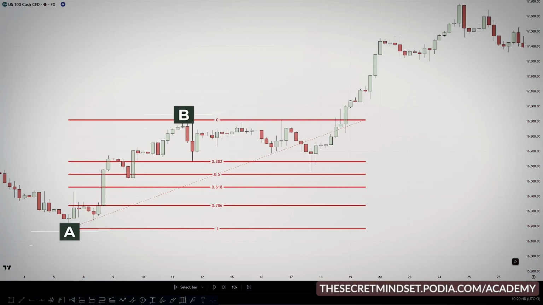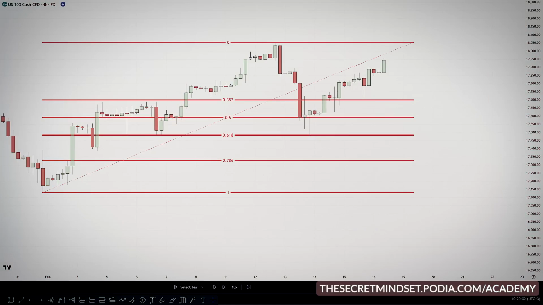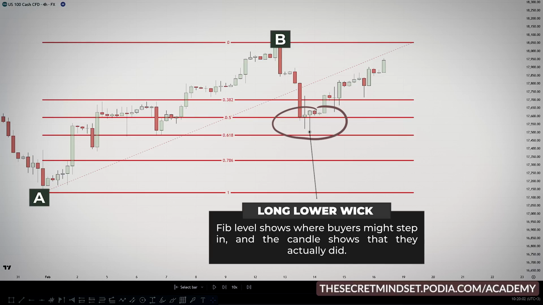From my experience, using candlesticks with Fibonacci levels works best on longer timeframes. This is because bigger moves tend to respect Fib levels more, and candlestick patterns on longer timeframes often carry more weight. Let's say price is in an uptrend and pulls back to the 50% Fib level. This level acts as a potential support. If you see a candle with a long wick forming right at this level, it's a decent sign that the pullback might be over.